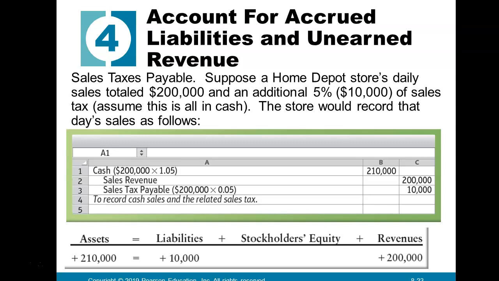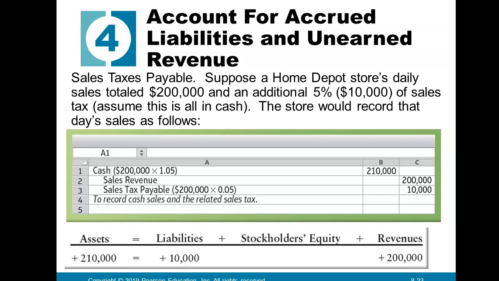We want to make certain that we show that we have some sort of obligation to pay, and we have not recorded that obligation. Example, sales tax. Home Depot has sales of $200,000. They add 5% to the sale. You and I have to pay it.